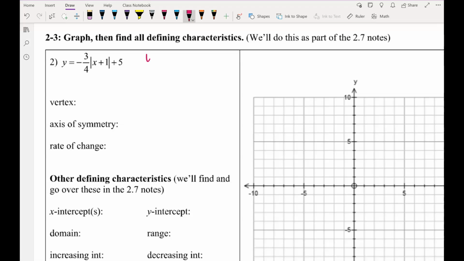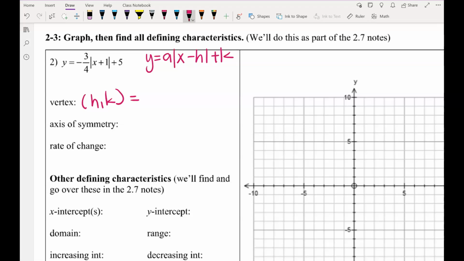Remember, our equation is always y equals a times the absolute value of x minus h plus k. The vertex, students, it's always h comma k. So we have to identify what h is and what k is. Number 2 says y equals negative 3/4 times the absolute value of x plus 1, and then plus 5 in the end. Is h negative 1? Good question.